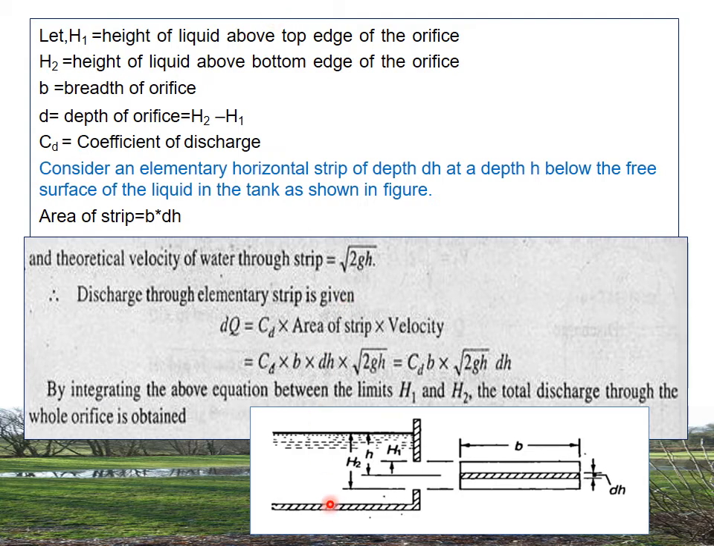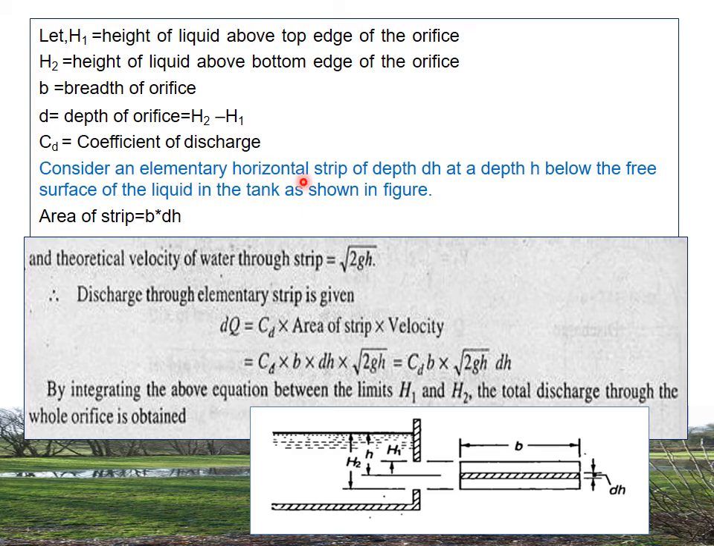In this diagram, consider a rectangular orifice on one side of a tank discharging water as shown in the figure. Let H1 be the height of liquid above the top edge of the orifice, H2 the height of liquid above the bottom edge of the orifice, B the breadth of the orifice, and D the depth of the orifice. The depth of the orifice is the difference between the height of liquid above the top edge and the height above the bottom edge, where Cd is the coefficient of discharge.